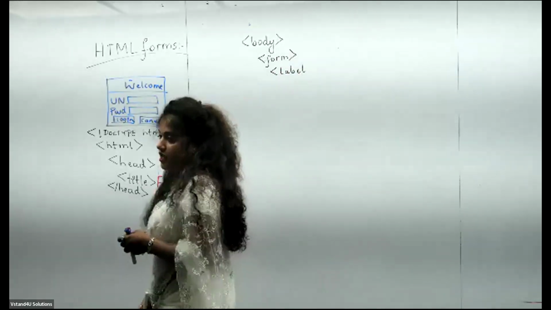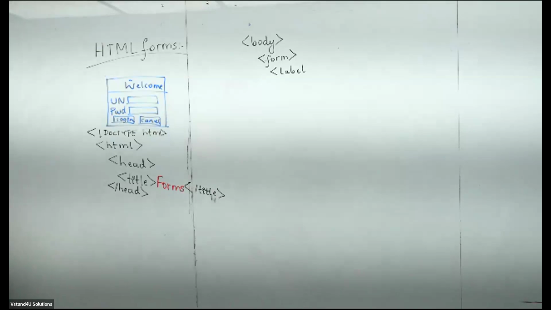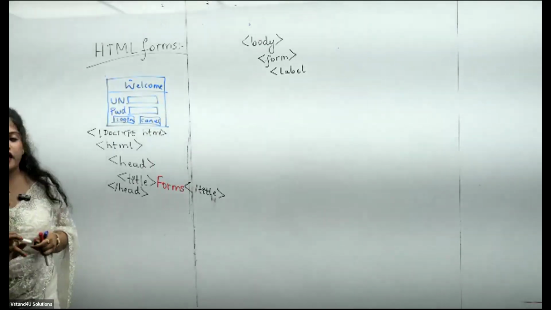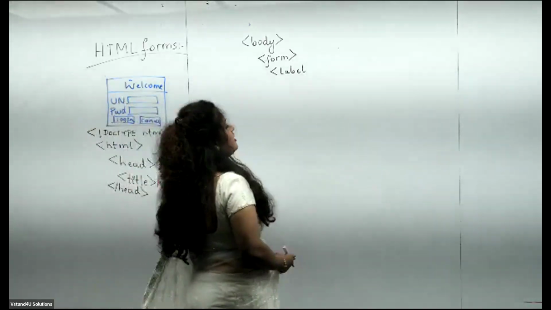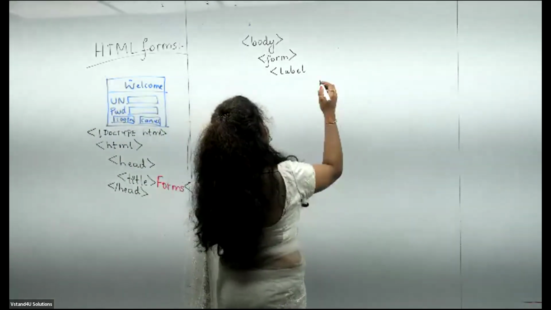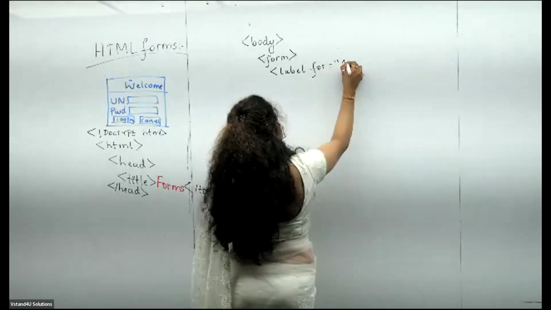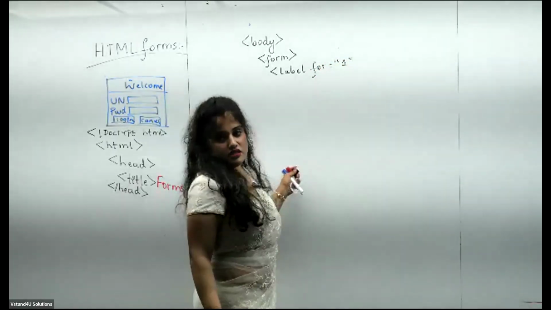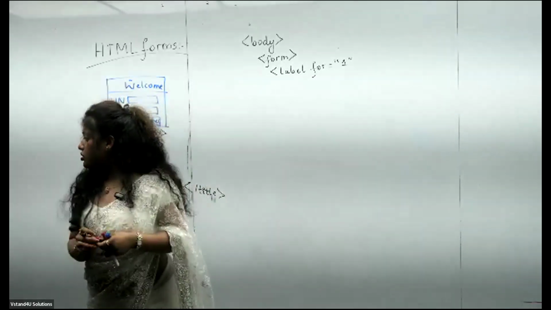What do you mean by label? Label is similar to your paragraph. Okay. So inside this label, I will write something called for is equals to 1.